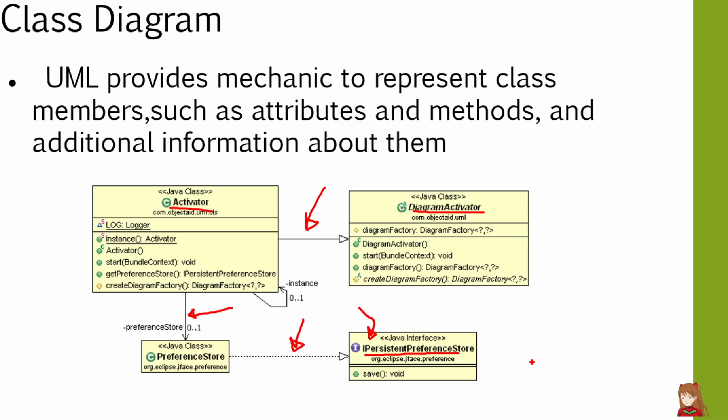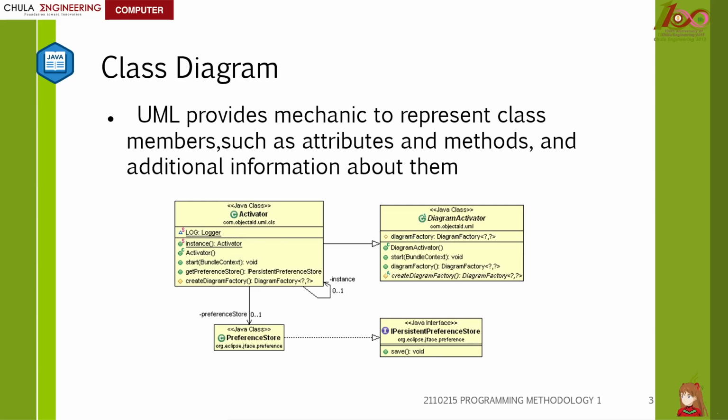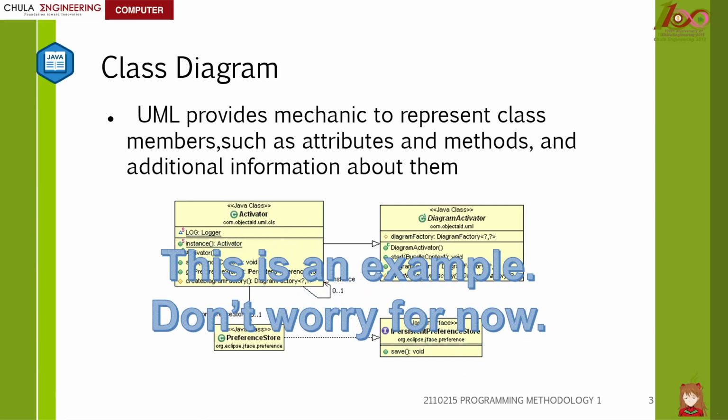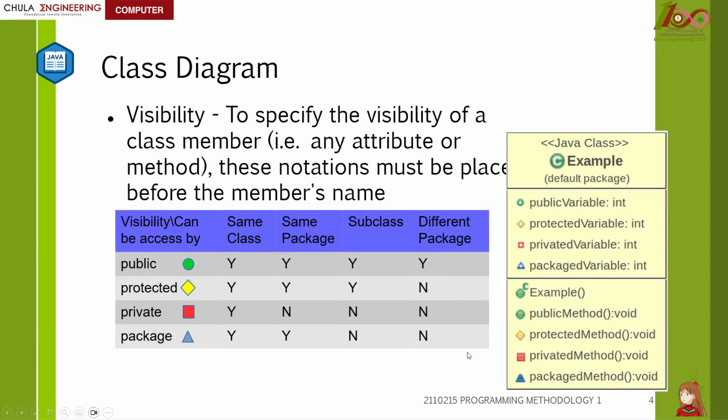Okay? So classes can be shown as diagrams, and relationships between them are shown with various arrows. So don't worry for now, we will be seeing more examples. Alright? And within the class diagram, the diagram also shows access modifiers, or visibility. So it shows public, protected, private, and package.